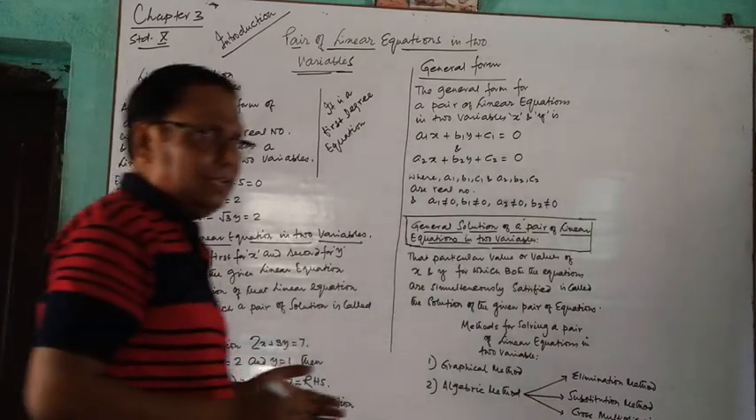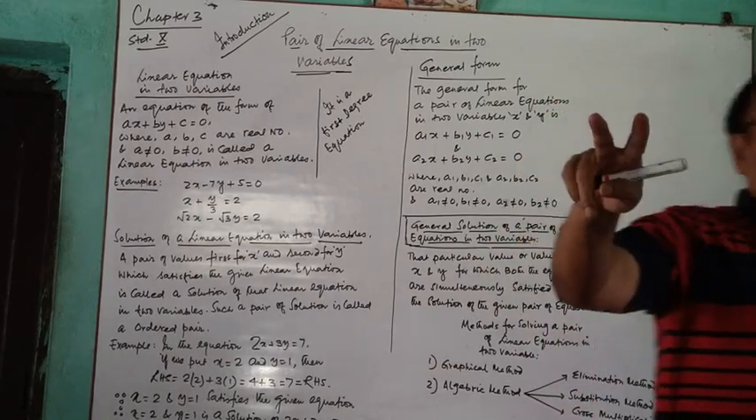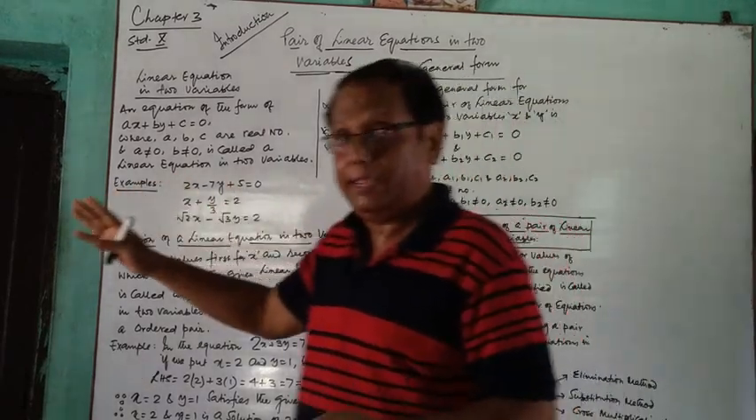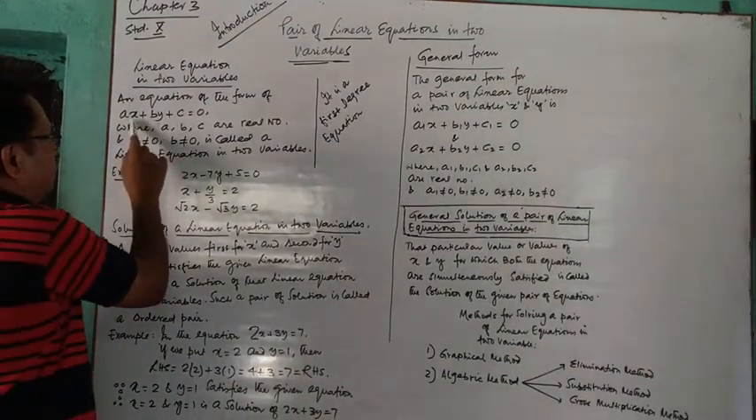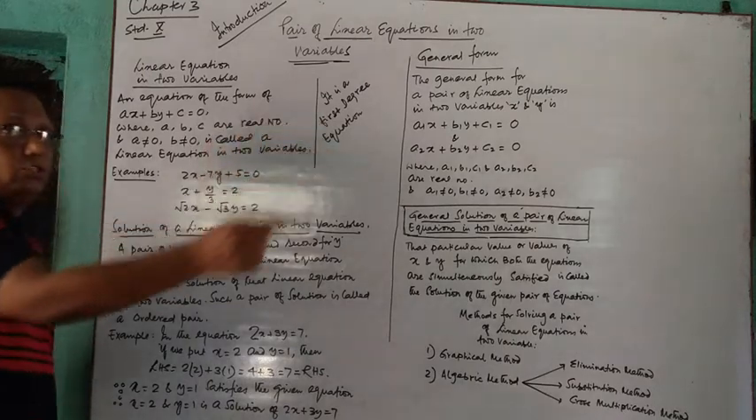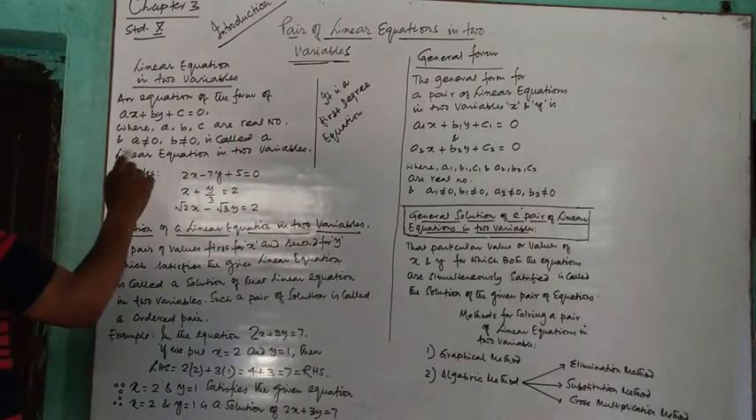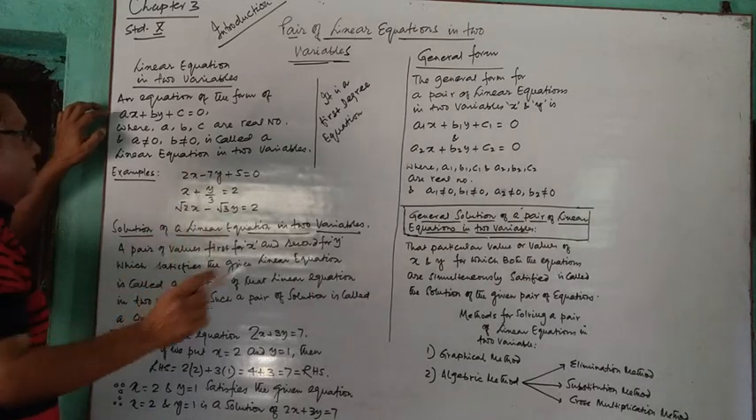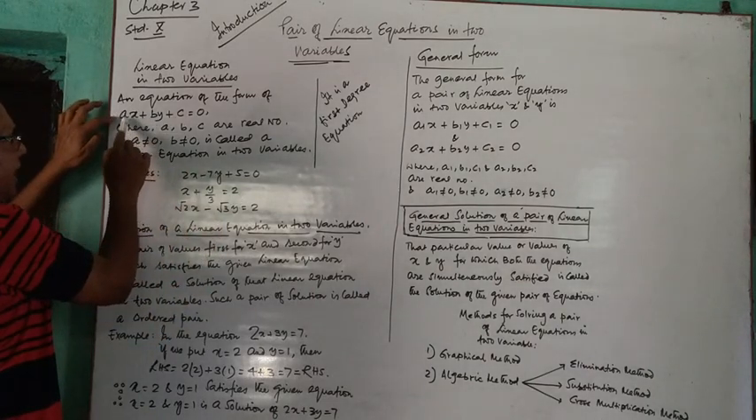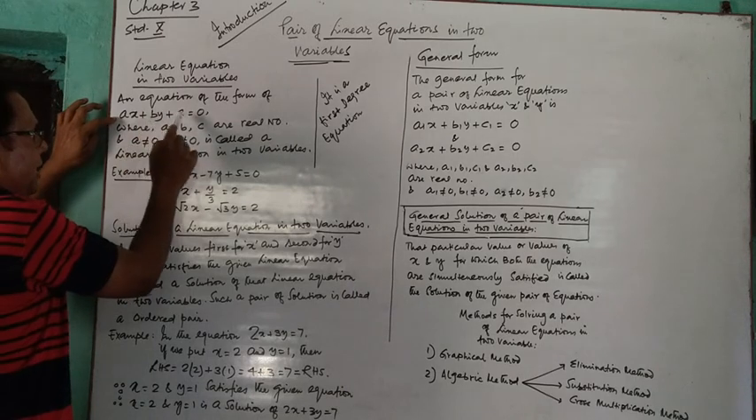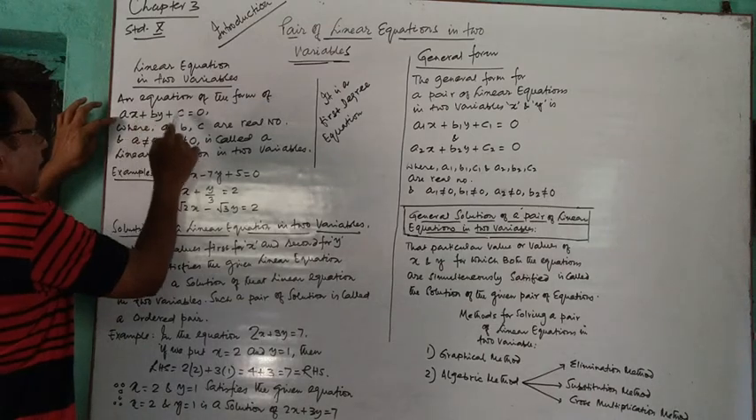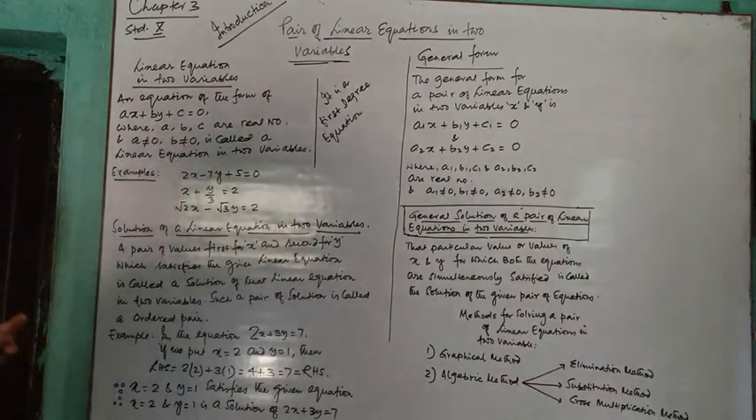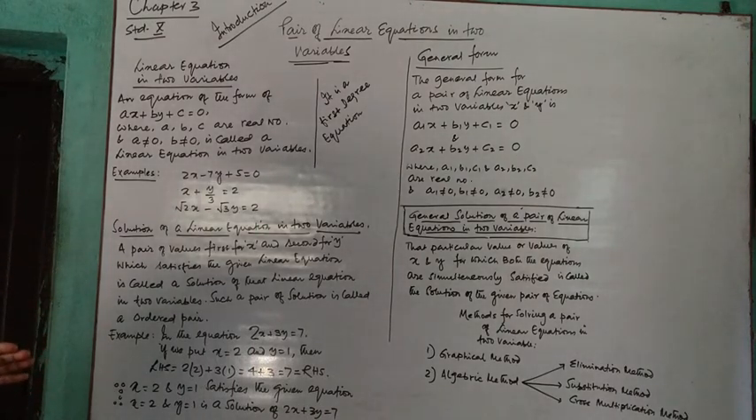So what we are finding? It is a linear equation in two variables and our variables are x and y. So any equation, if it is in the form of ax + by + c = 0, and in this expression, remember, the coefficient of x is a, coefficient of y is b, and c is the constant term, and all these three, a, b and c are real numbers, and a is not equal to 0, b is not equal to 0, because we know that 0 is also a real number.